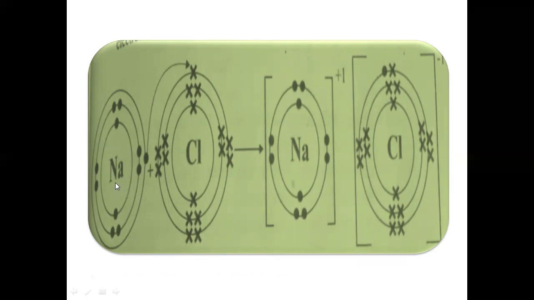The dot structure of sodium and the cross structure of chlorine. So sodium will lose 1 electron and chlorine will gain 1 electron and then they will form cation and anion. These anion and cation will attract each other with a force which is called electrostatic force or ionic bond. This is ionic bond formation of sodium and chloride ion.